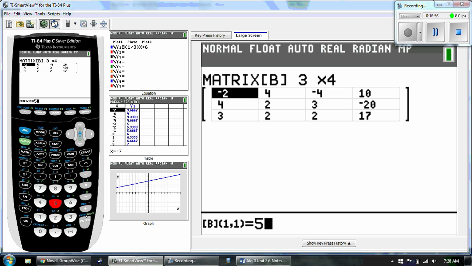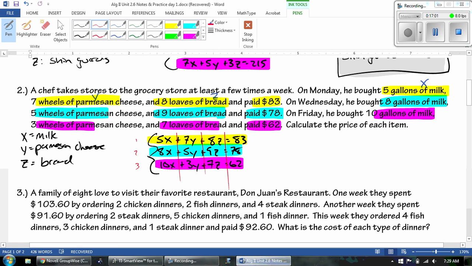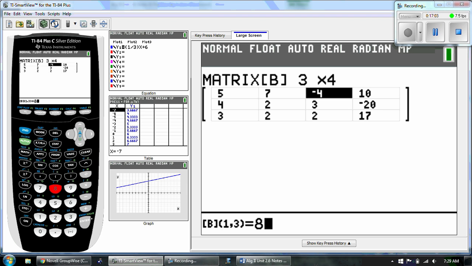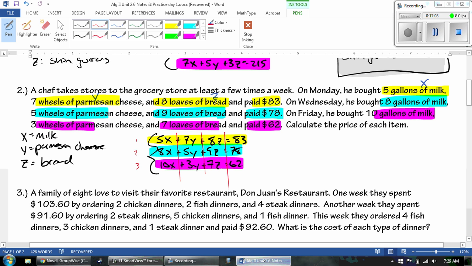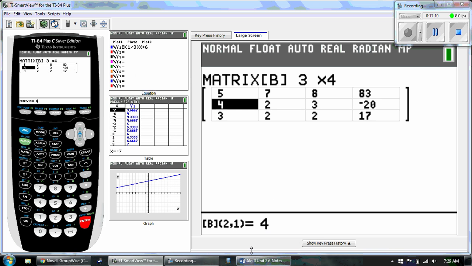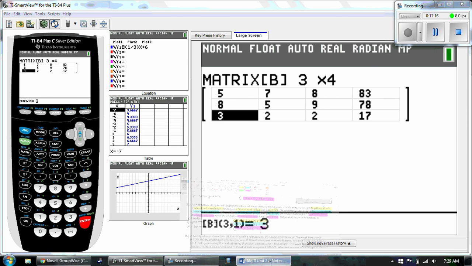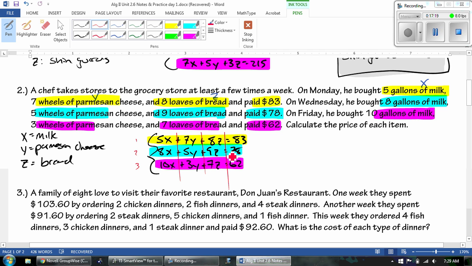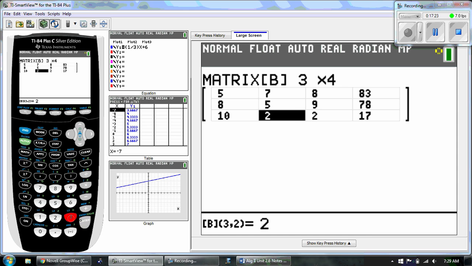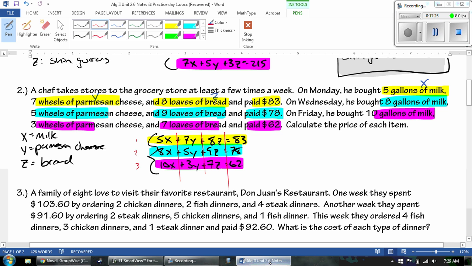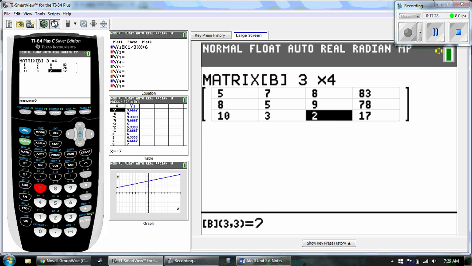So it should be 5, enter, 7, enter, 8, and then 83. And I'm just going across 8, 5, 9, 78. And double check, that was 8, 5, 9, 78. And then we got 10, 3, 7, and 62.